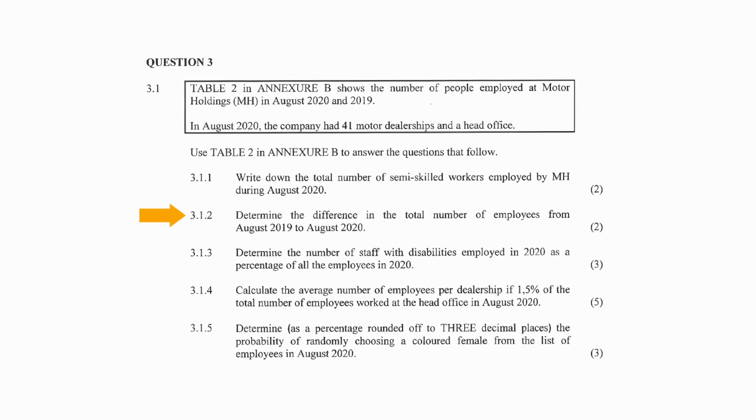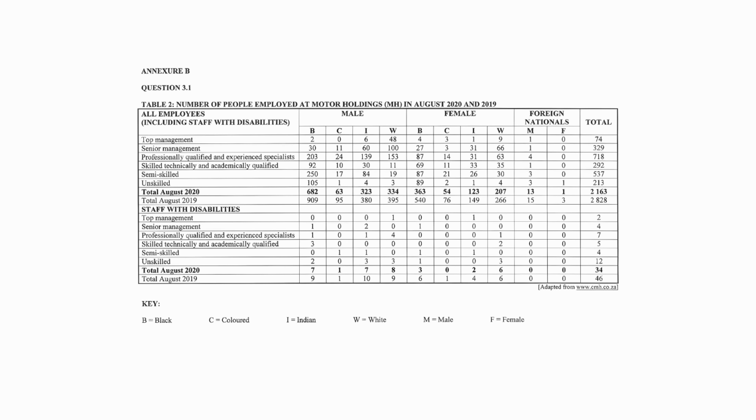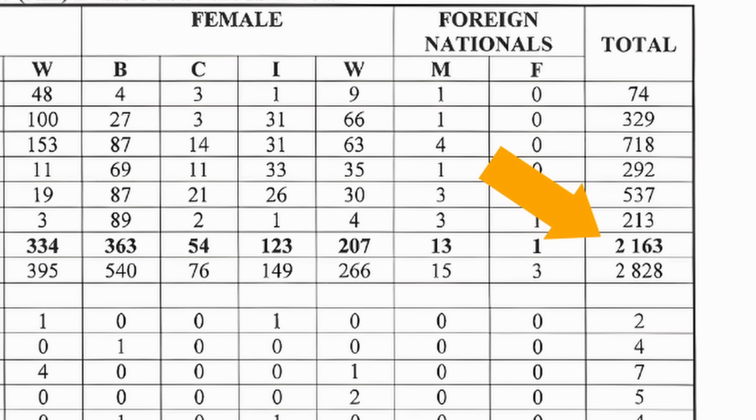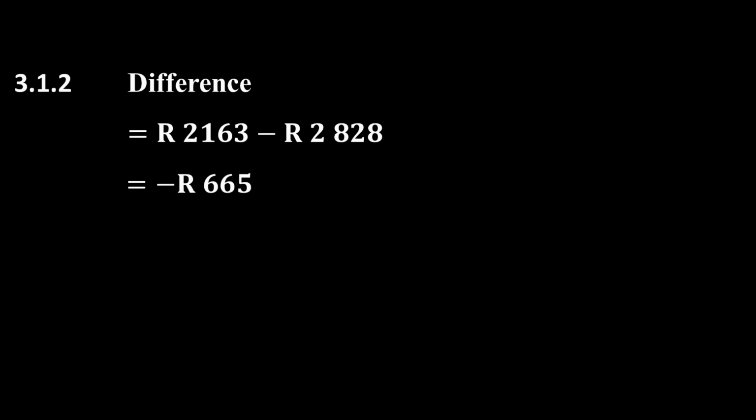In question 3.1.2, you have to determine the difference in the total number of employees from August 2019 to August 2020. The difference in the total number of employees from August 2019 to August 2020 will be 2,163 minus 2,828, and this equals negative 665. Here, the negative sign tells us that there was a decrease in the total number of employees from 2019 to 2020.